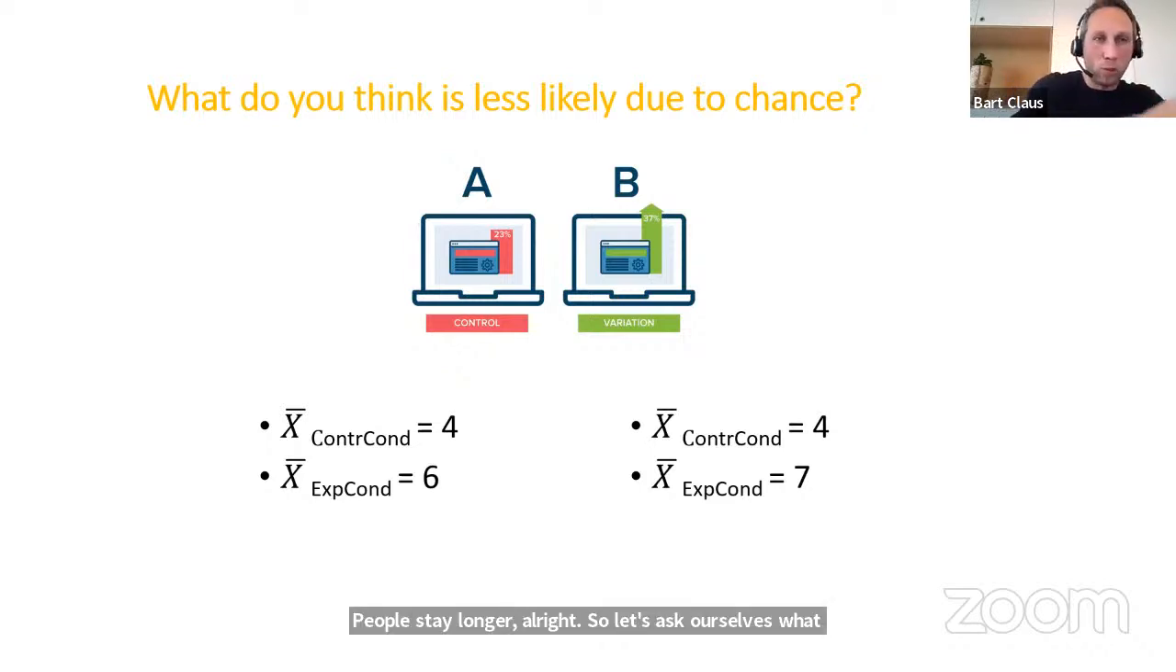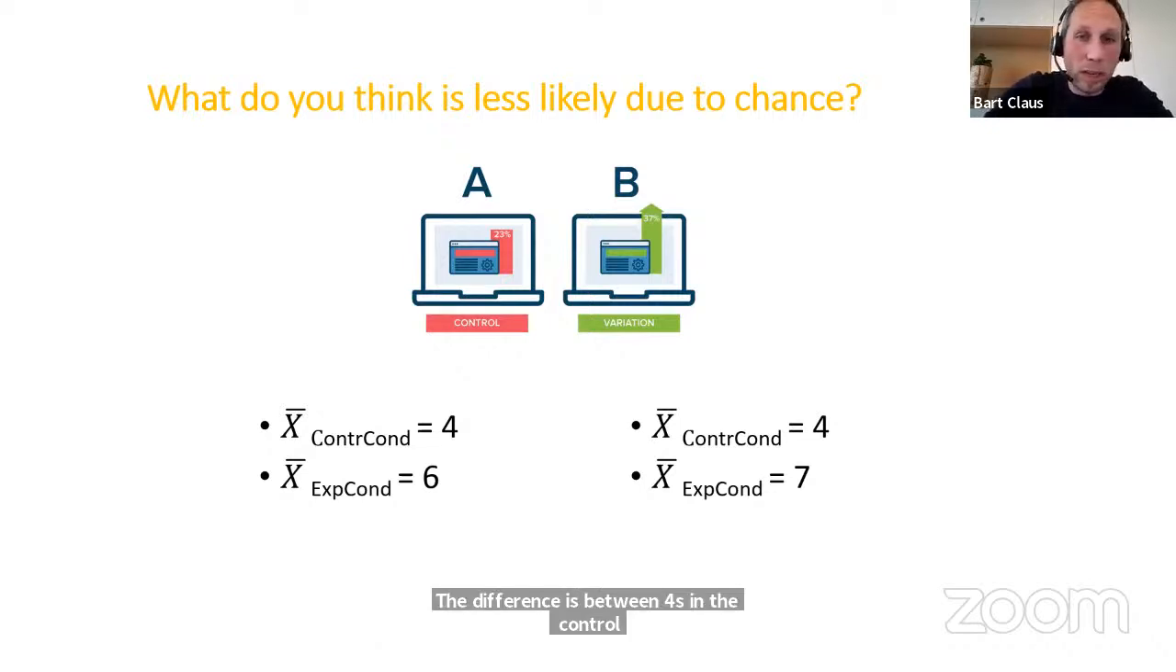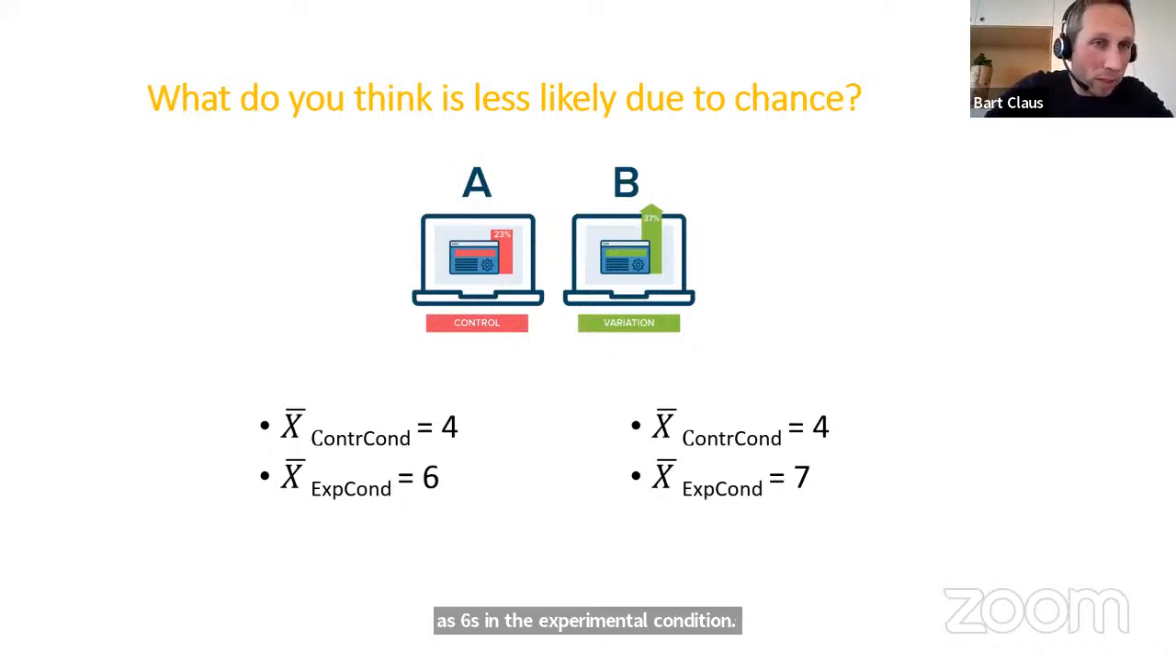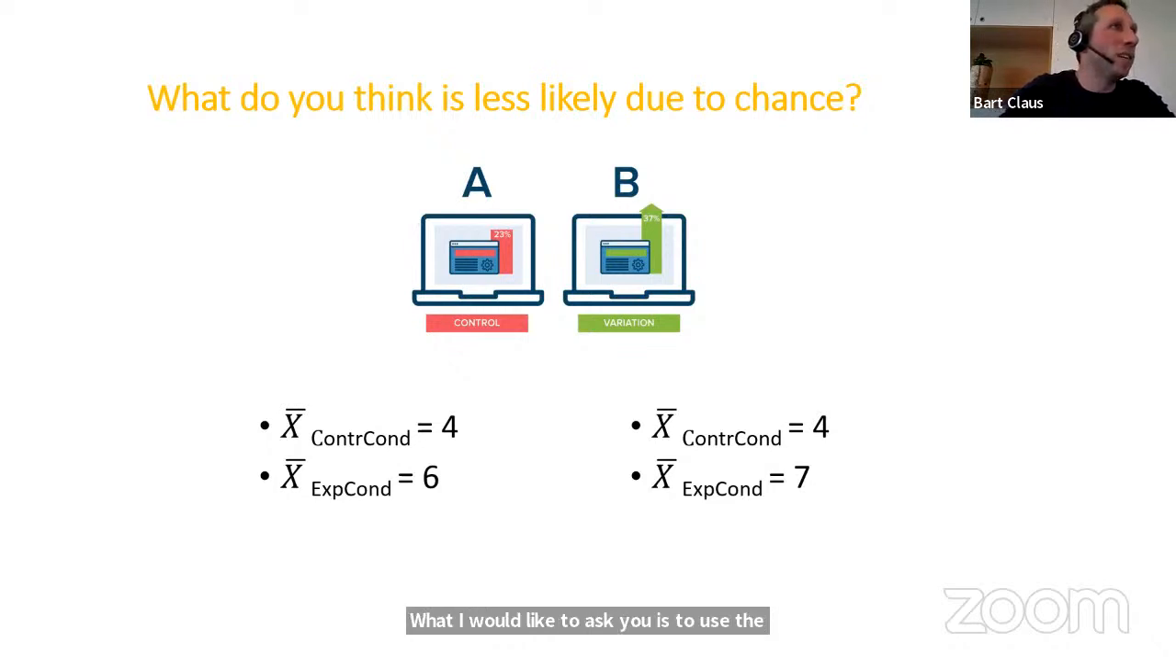Let's say that we run 2 different tests, in 2 different setups. In one setup, the difference is between 4 seconds in the control condition and 6 seconds in the experimental condition. In the second setup, the difference is between 4 seconds in the control condition and 7 seconds in the experimental condition. What I would like to ask you is to use the reactions to give your idea.